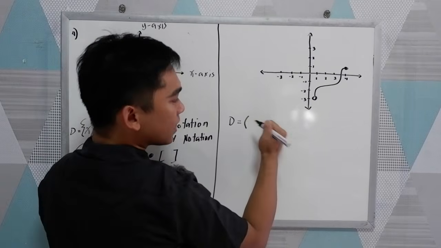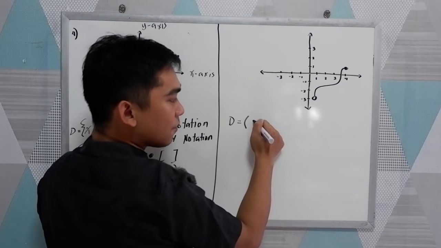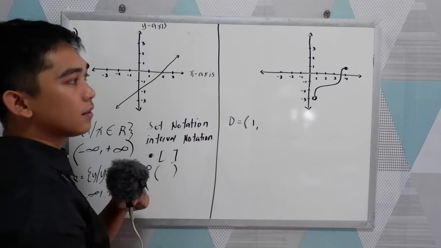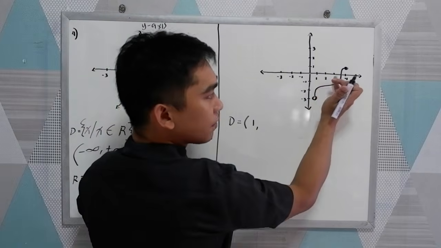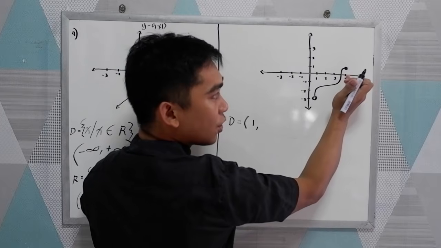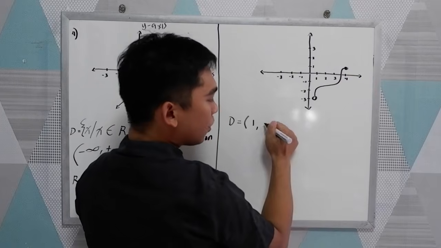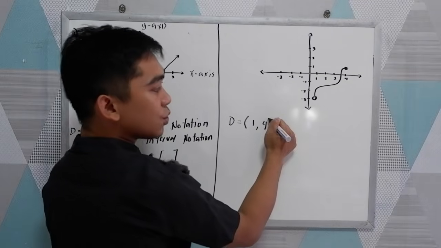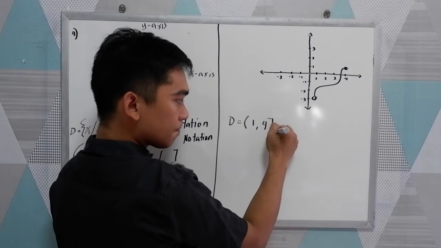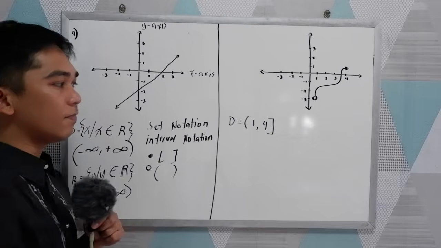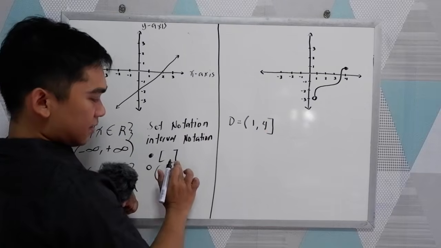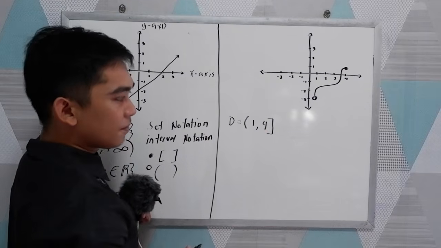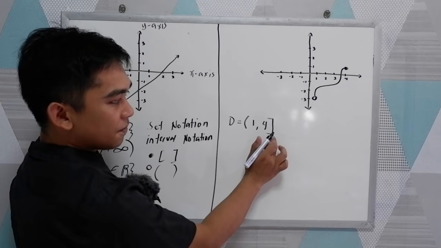So open to positive 1, and our last point, we have 4. But it is shaded. So we're going to use a bracket.